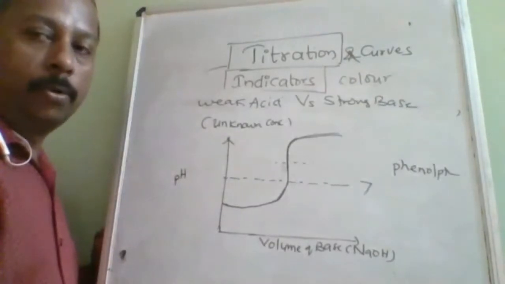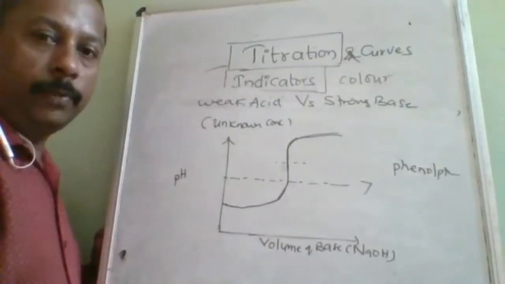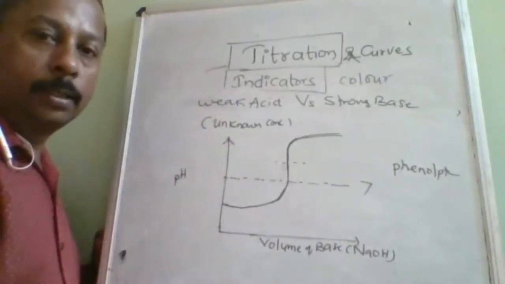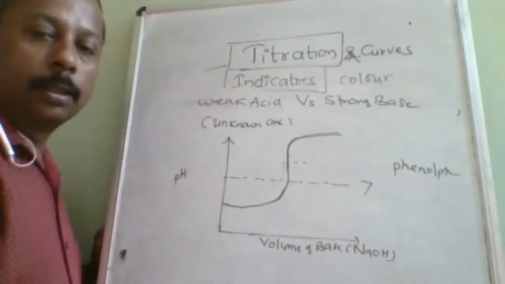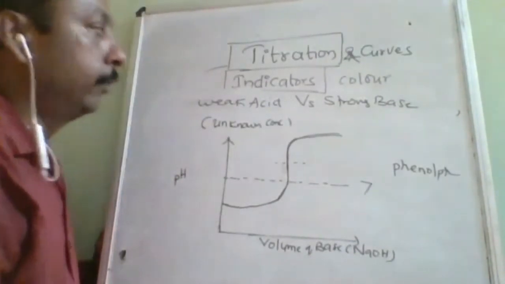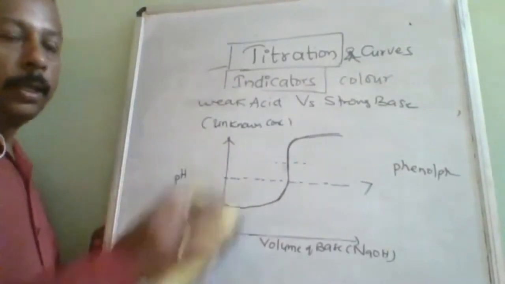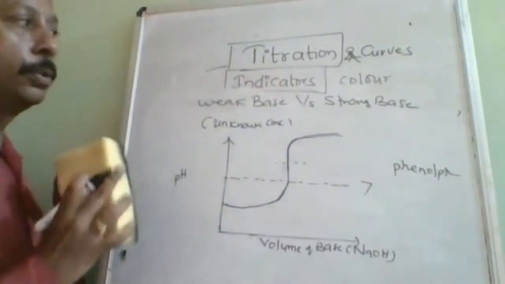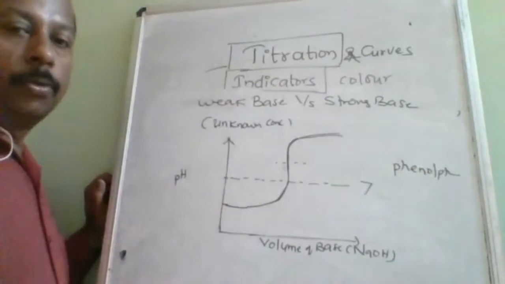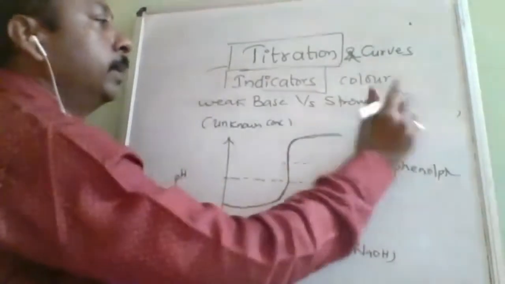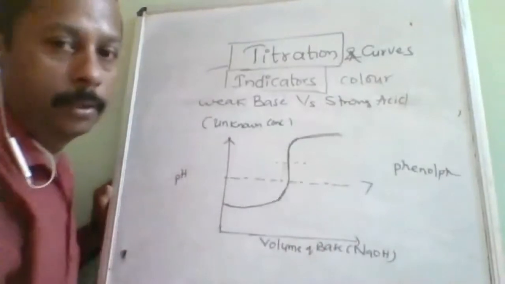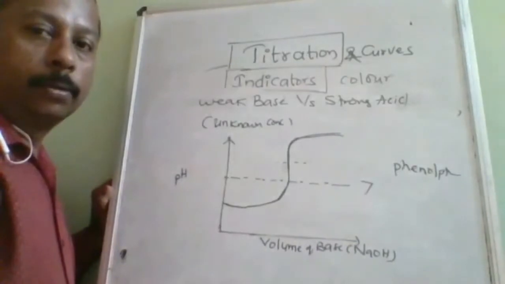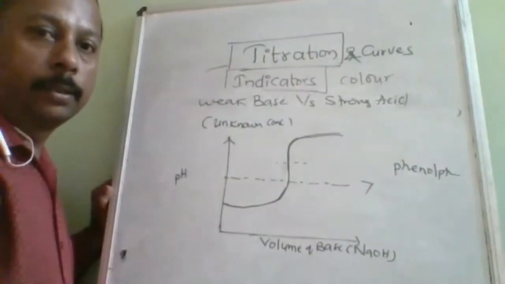Now I am going to change more things so that we should be able to understand how to draw the graph. Now I am going to change two things. I am going to take a weak base. My intention is to know the concentration of a base. For that purpose I am taking a strong acid. Now you can understand and you can tell me the answer. What can be the answer?